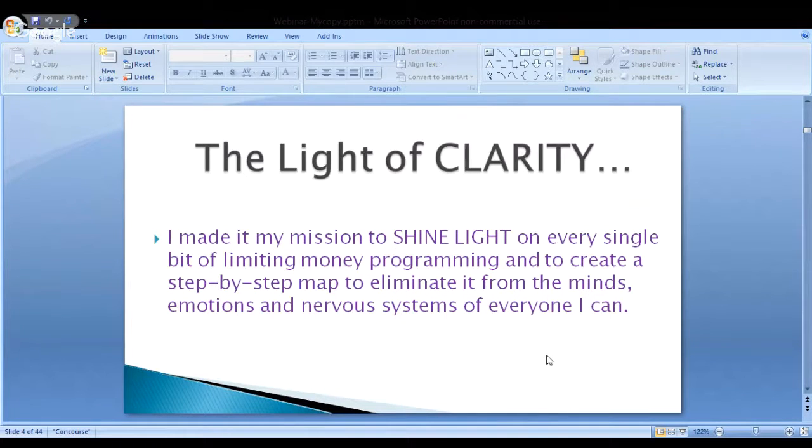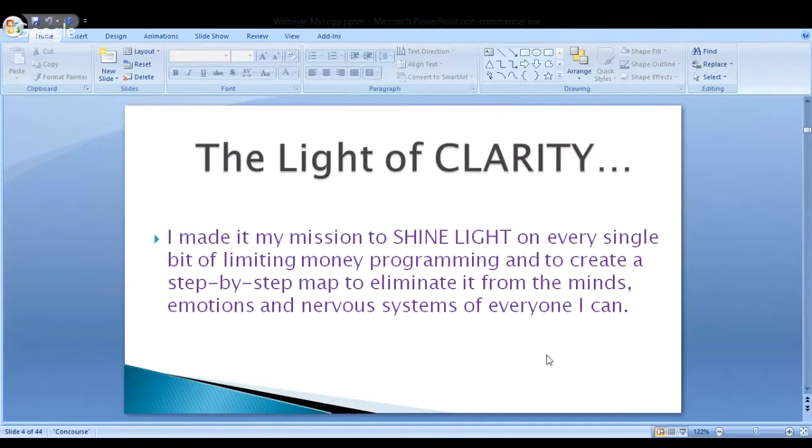Because of what I went through, I made it my mission to shine the light of clarity on all sorts of energy blocks, making sure that everybody I came into contact with, I was able to help. Because I found that if you have money blocks, if you have money issues, that impacts every aspect of your life: your relationships, your career choices, where you live, how you interact, how you socialize, etc.